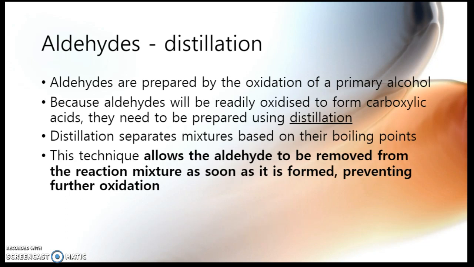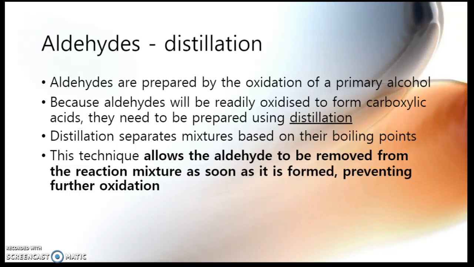Okay, so aldehydes are prepared using a technique we call distillation, and this is a really important technique. So we take our primary alcohol and we oxidize it using permanganate or dichromate, but because aldehydes will continue to be oxidized to form the carboxylic acid, we use this technique called distillation to prepare them. Now, distillation is a technique that separates mixtures based on their boiling point. And that is a really important thing to remember, okay? Distillation is just about separation based on boiling point.